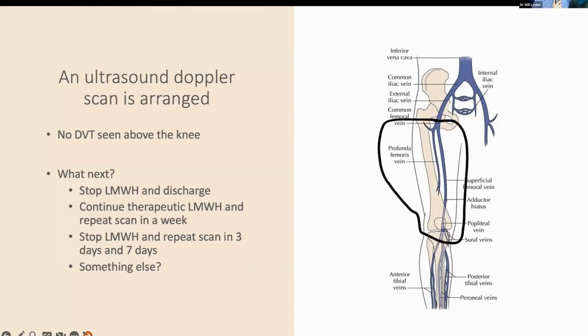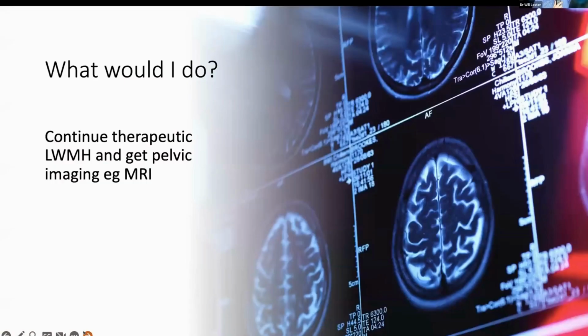Just to remind you, what do you see on a Doppler ultrasound scan? You see the popliteal vein and you go up to the level of the groin. You almost certainly are not going to get a good view of the iliac veins, basically. And pregnancy makes it even more difficult. Next slide. I am going to continue therapeutic heparin.